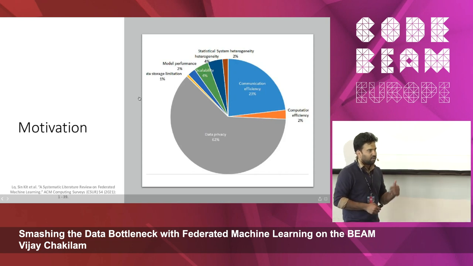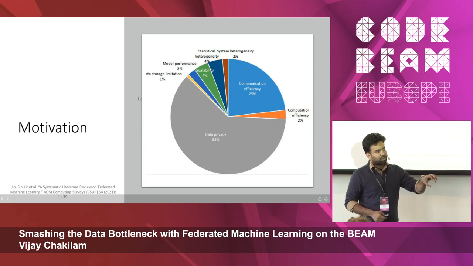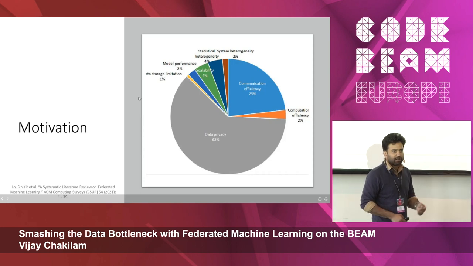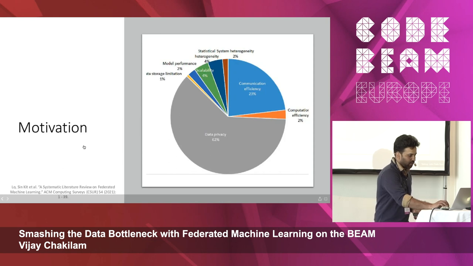the distributions of the data. Due to the differences in the sources the data is generated at, there is a heterogeneity that is inherent, which is statistical in nature. So that is another reason federated machine learning is adopted. Model performance and storage limitation are some of the minor reasons.